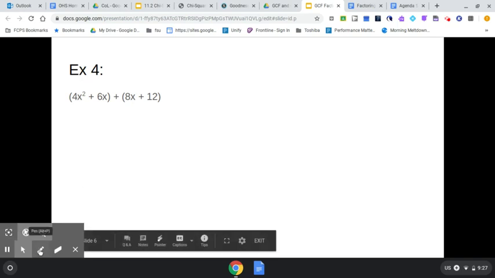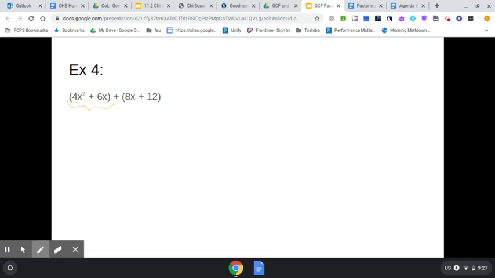All right, looking at the next example, we have 4x squared plus 6x as our first group. Thinking about those numbers 4 and 6, 2 will divide into both of those evenly. They do both have an x, so x is common. 2x times what will give me 4x squared? Well, 2x times 2x will give me 4x squared. And 2x times what will give me positive 6x? Well, 2x times 3 will give me positive 6x.